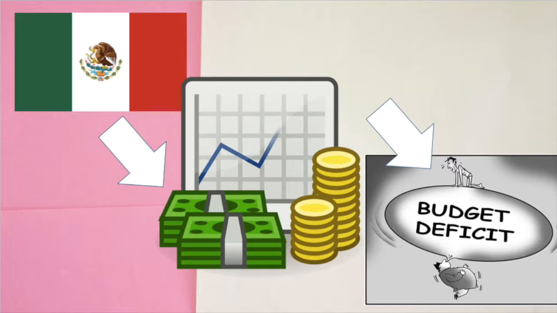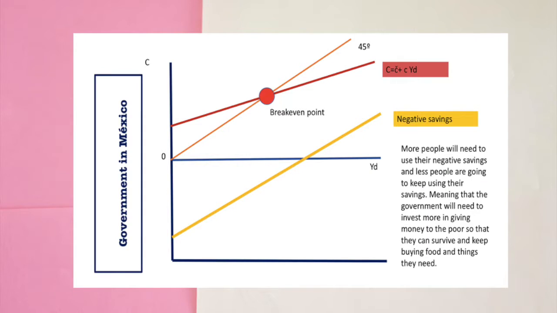Government in Mexico will be affected by the block of remittances. With more unemployment and poverty, the government will have to use more money to give to the less fortunate communities, which will increase the government deficit, causing inflation because they will have to print more money. So now most of the money is going to be spent on taxes, more people will need to use their negative savings, and fewer people are going to be using their actual savings. Meanwhile, the government will need to help the less fortunate communities.